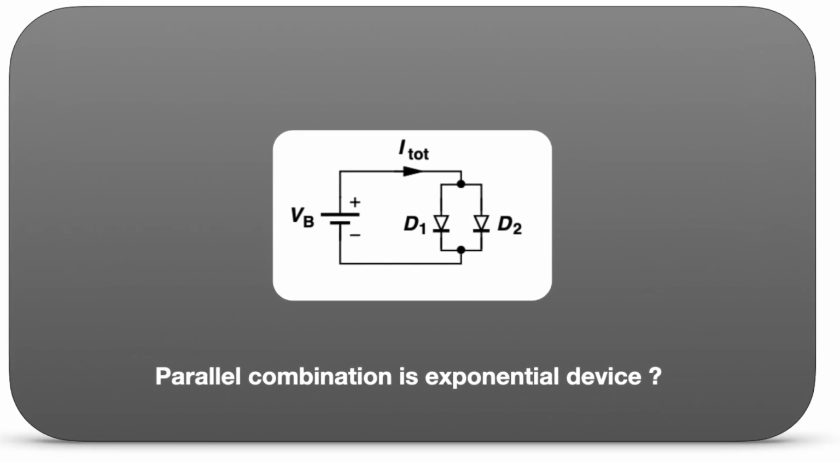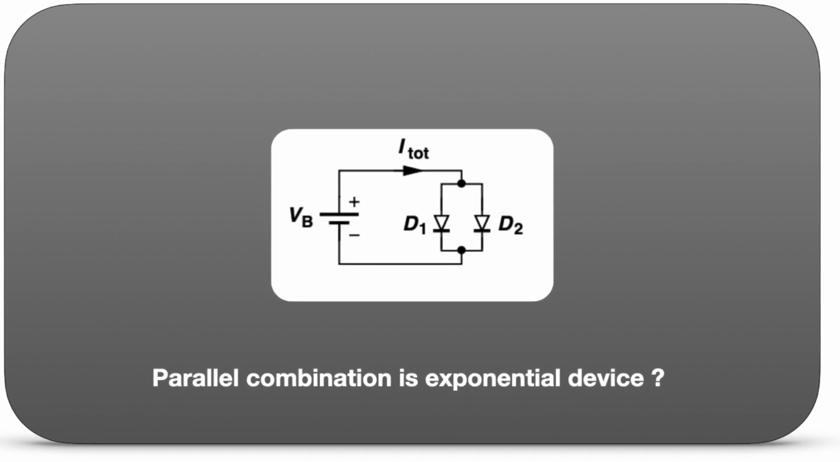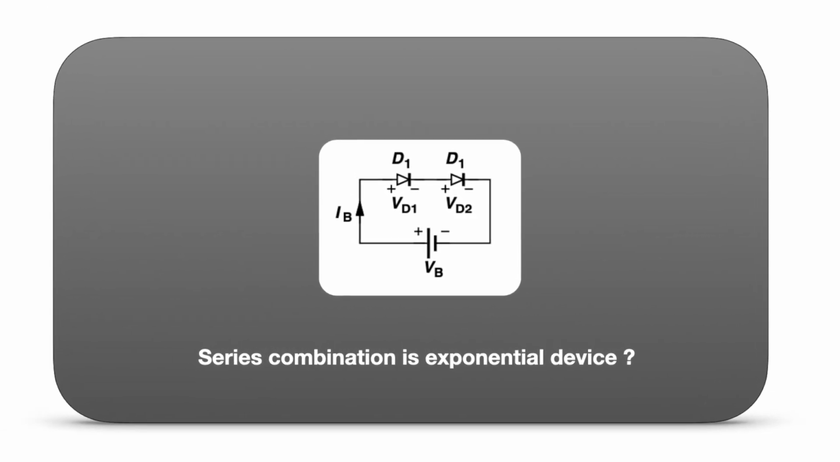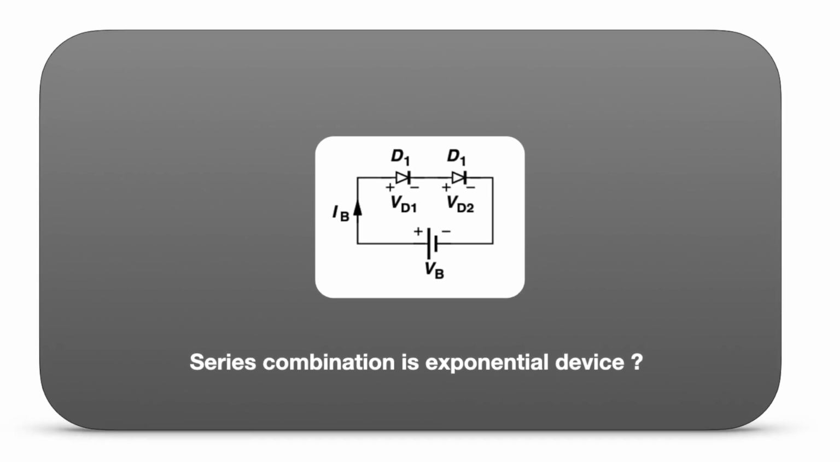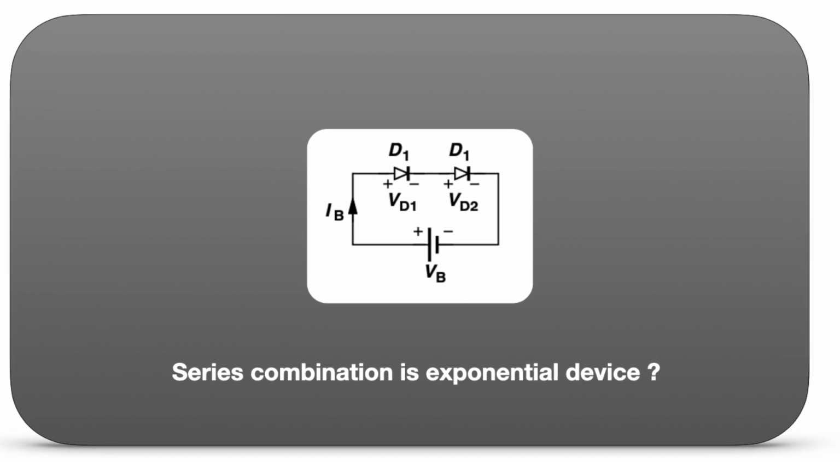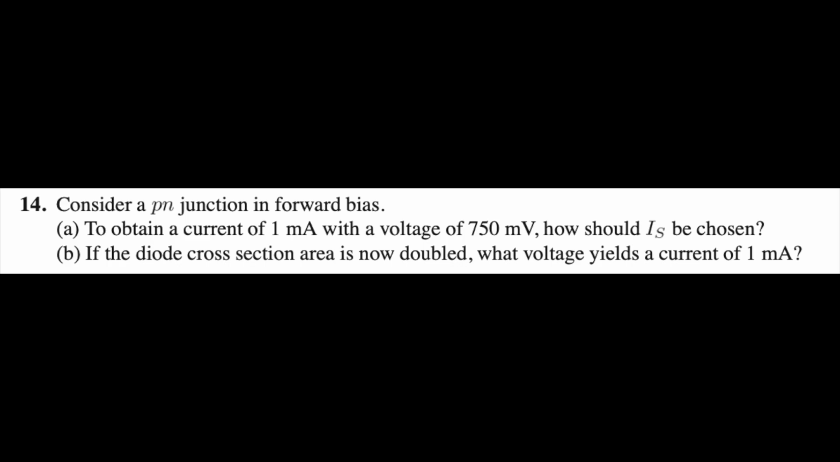And finally, we will explore if two identical PN junctions are placed in series, how do we prove that this combination acts as an exponential device? With that, for a tenfold change in current, how much voltage change does such a device require? So now let's start with the 14th question.